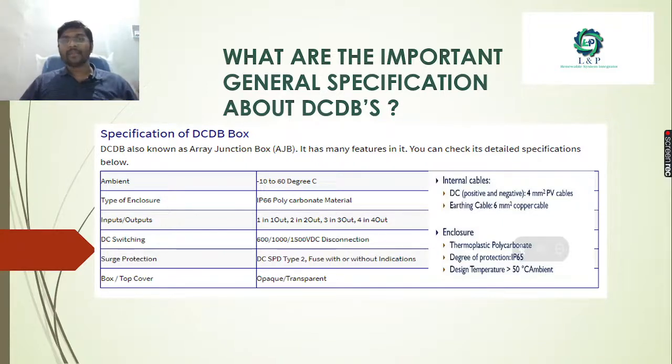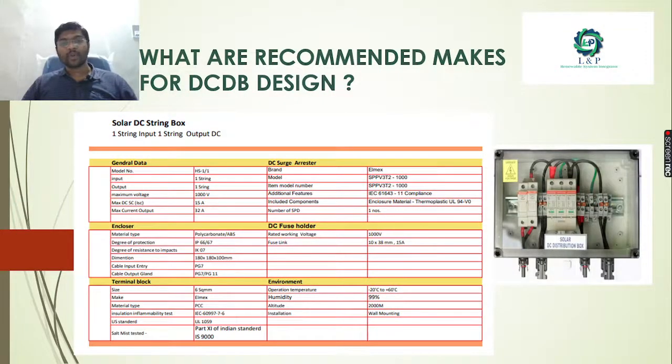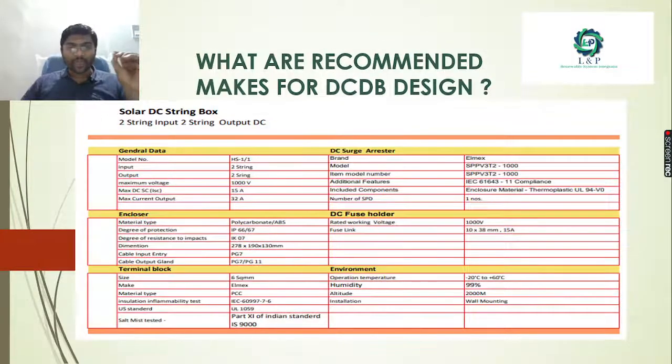Based on the switching or disconnection, we can categorize into 3: 600 volt DC, 1000 volt DC, and 1500 volt DC. And as we told earlier, if you are going for a 1-in 1-out model, the most important thing is that it should have a maximum voltage of 1000 volt. Output is 1 string and input is also 1 string. Working voltage is going to be 1000 volt, and the internal terminals that you are going to use are 6 square terminals. If you are going for a 2-in 2-out also, most of the features will be the same. The only difference is that it will have 2 inputs and 2 outputs.